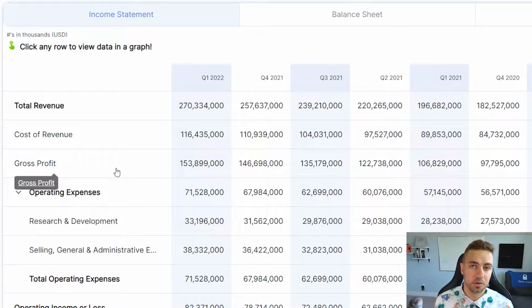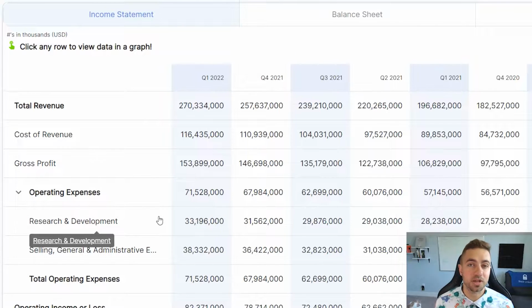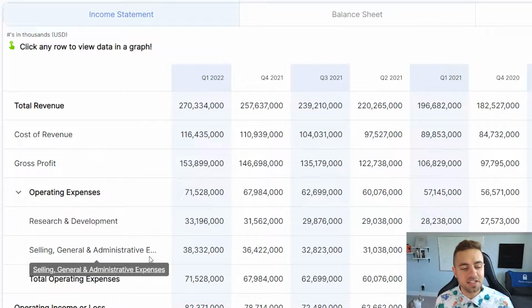And then with the gross profits, what the business does is it pays its operating expenses and all of the other expenses that are associated with operating and growing the business. So that's why the next line here is the operating expenses. And this is broken down into things like research and development, which is how much money the company is spending on R&D, or just researching and developing new products. And then we have selling, general, and administrative expenses.